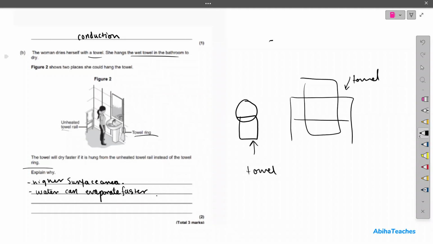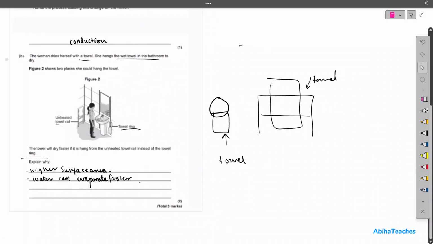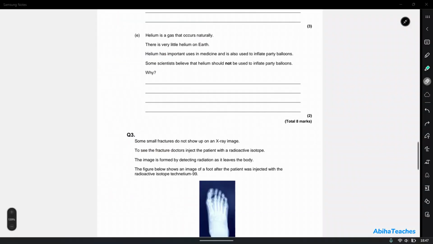This was a very poorly answered question because students genuinely found it more difficult. Helium is a gas that occurs naturally. There is very little helium on Earth. Helium has important uses in medicine and is also used to inflate party balloons. Some scientists believe that helium should not be used to inflate party balloons. Suggest why. This is for 2 marks.